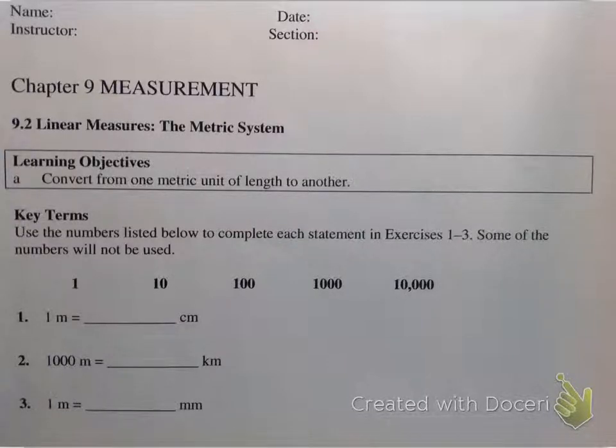Now let's look at the metric system and converting within the metric system, which is based on the number 10. So we're going to be working with 10, 100, 1,000, 10,000, a lot of zeros in this lesson. So let's look at some of the basic conversions. So 1 meter is equivalent to 100 centimeters, and 1,000 meters equals 1 kilometer. And 1 meter equals 1,000 millimeters.